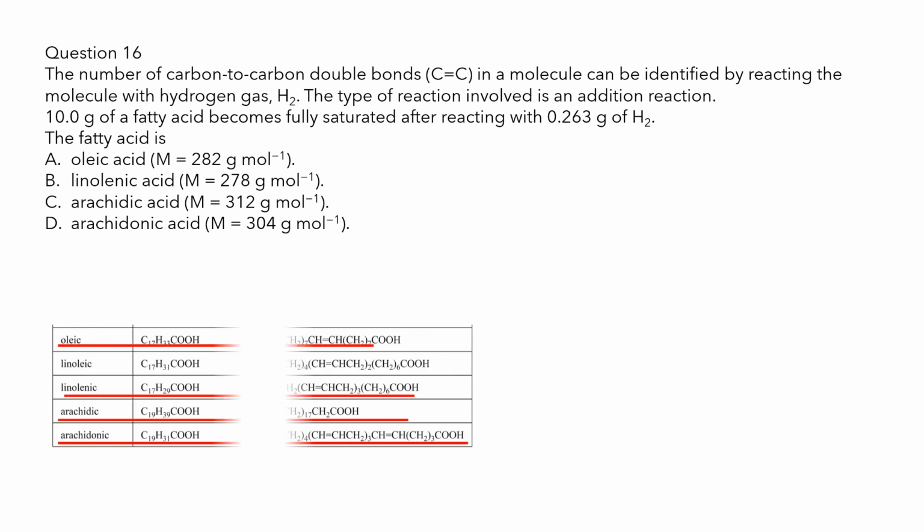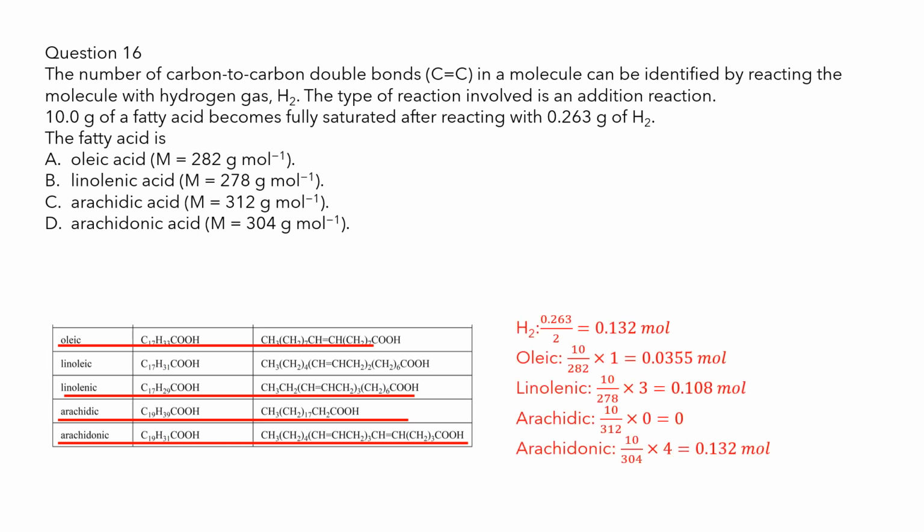One carbon-carbon double bond reacts with one hydrogen gas. So, we first calculate the mole of hydrogen gas and the mole of carbon-carbon double bonds of each fatty acid. Only D has the same mole of carbon-carbon double bonds as the mole of hydrogen.